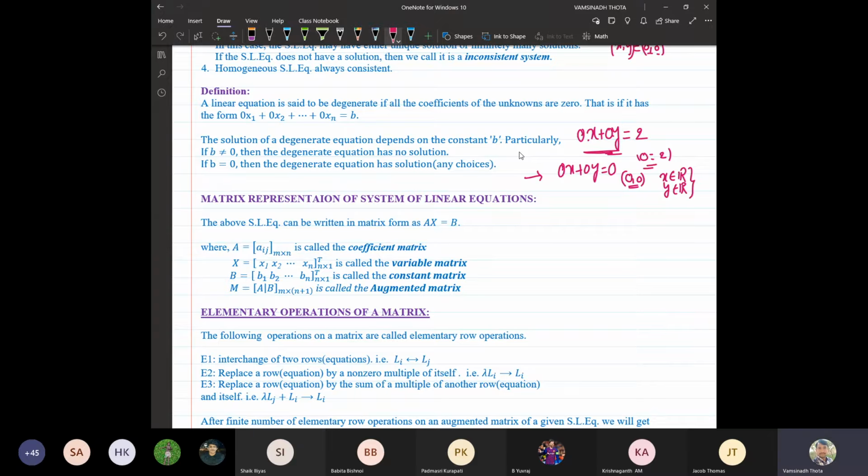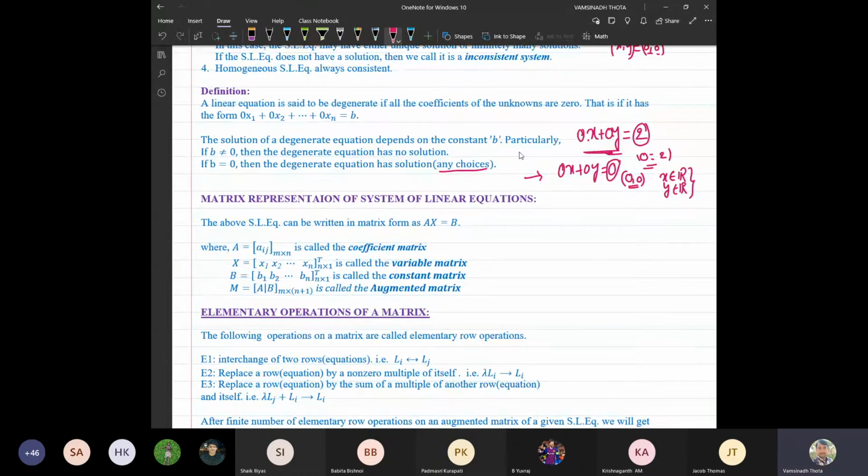Okay, so that is what I said here in the points. Suppose in a degenerate equation the constant term is a non-zero number, then the equation does not have a solution. And suppose in a degenerate equation the constant term is 0, then such an equation always has a solution. Not only that, in fact, any choices for the unknowns work. So this is what we call the degenerate equation.